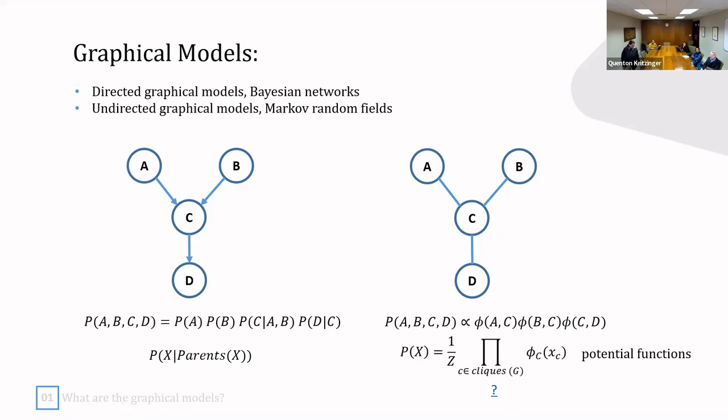Okay, for the undirected one, you can see that we can represent the joint distribution with respect to some potential functions. Every edge here shows a potential function, for example, for this one between A and C, and for this one between B and C. And this is a clique here. We have a definition for that in graph theory. What is a clique?